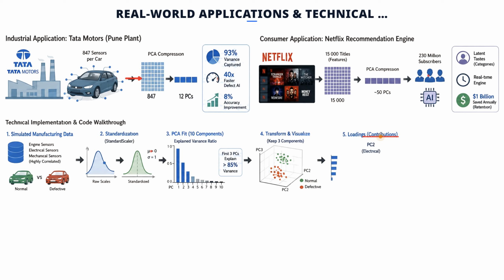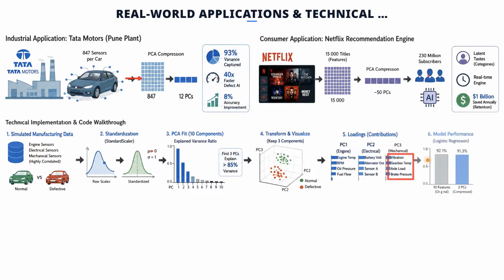PCA automatically discovered physical groupings. PC1 is dominated by engine sensors, PC2 by electrical, and PC3 by mechanical sensors. When testing model performance, the accuracy remains nearly identical between the 10-feature and 3-component versions, but the latter is much more efficient. To master this, consider practical scenarios.